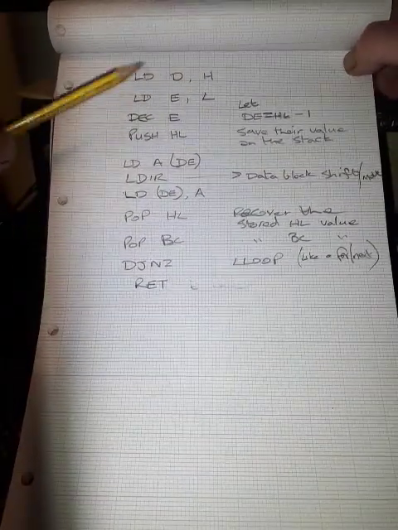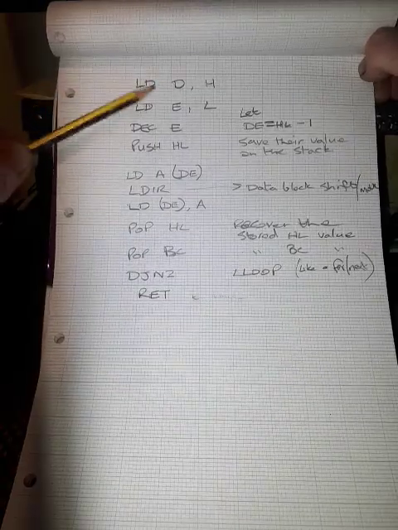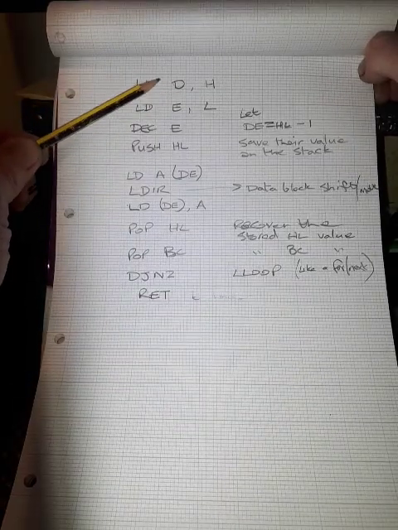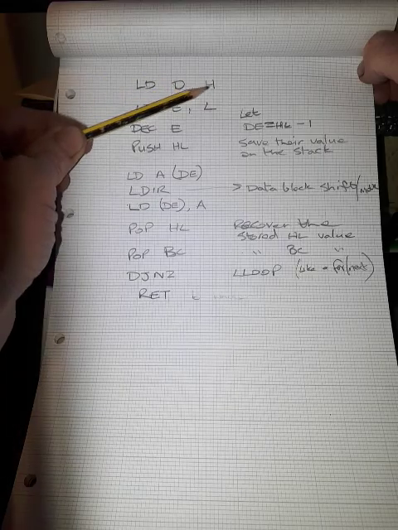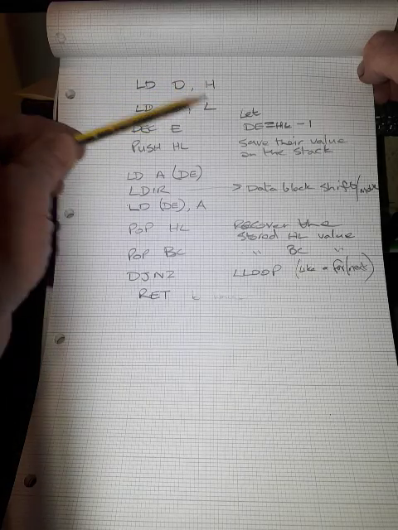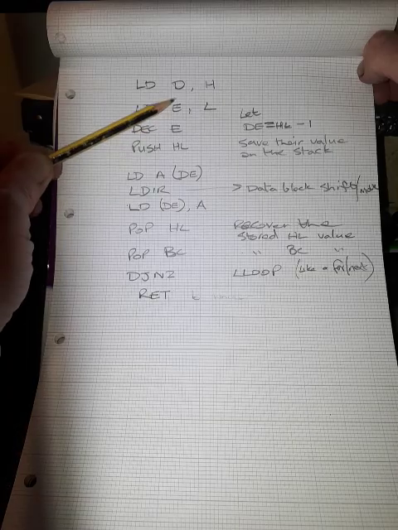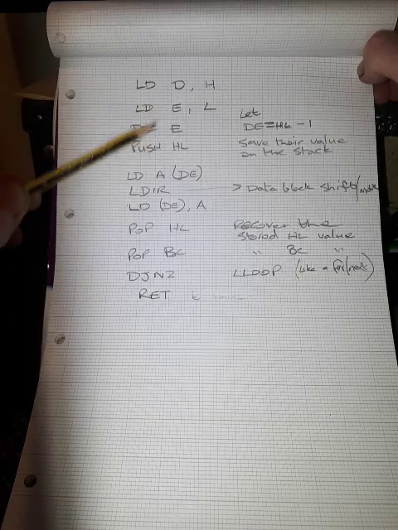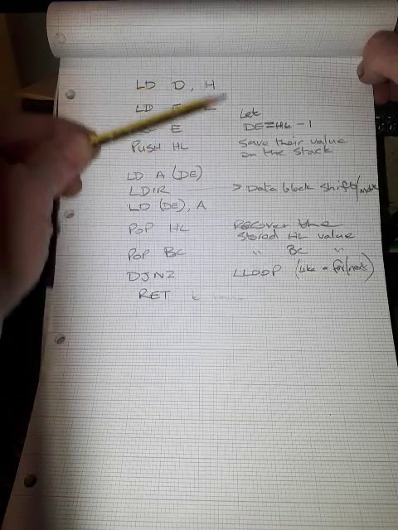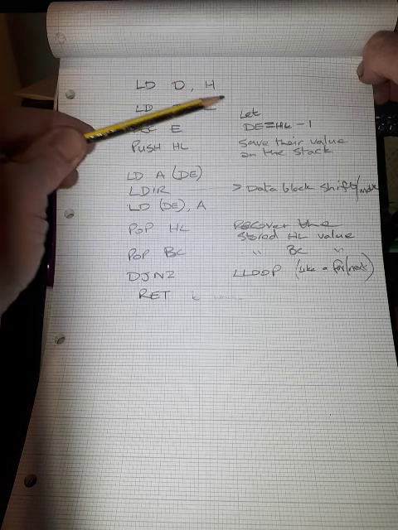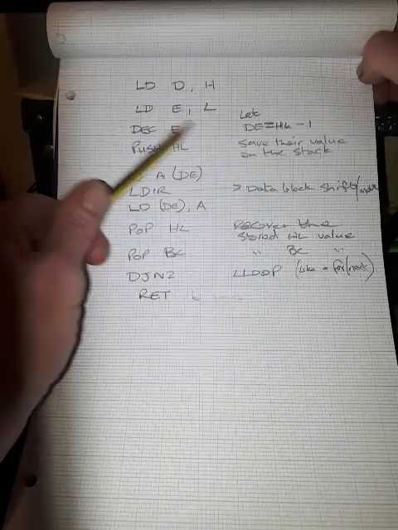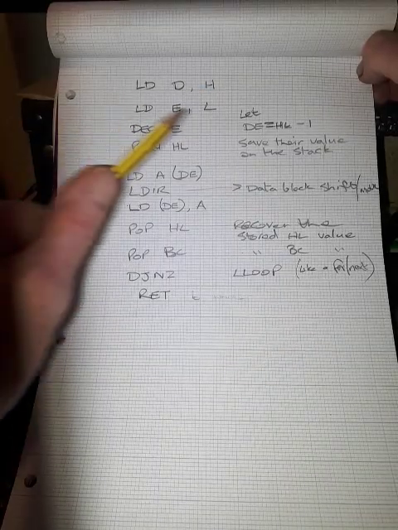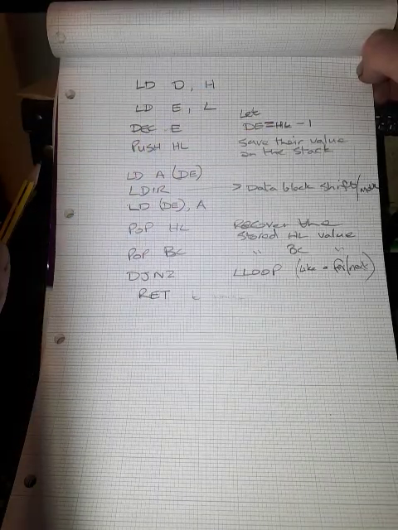Now here, this expression here where we are loading from the H, loading D with whatever's in H, loading E with whatever's in L, and decrementing E like another counter. And this here is the same as saying let DE equal HL minus 1. And once you've done that, got that, and you've operated on HL, save it.